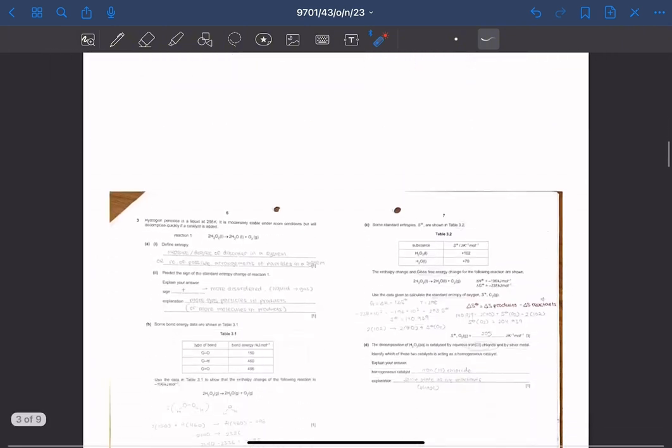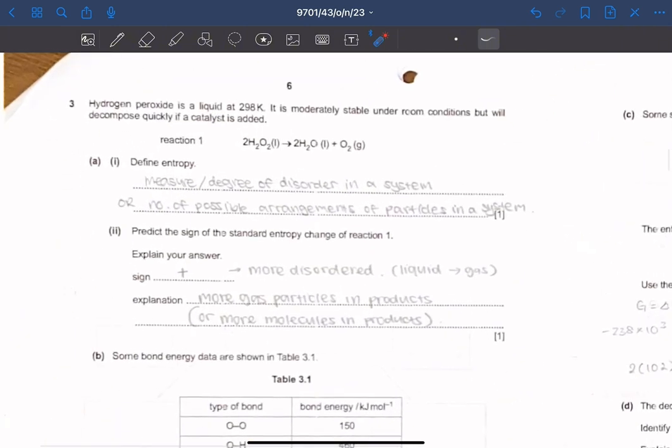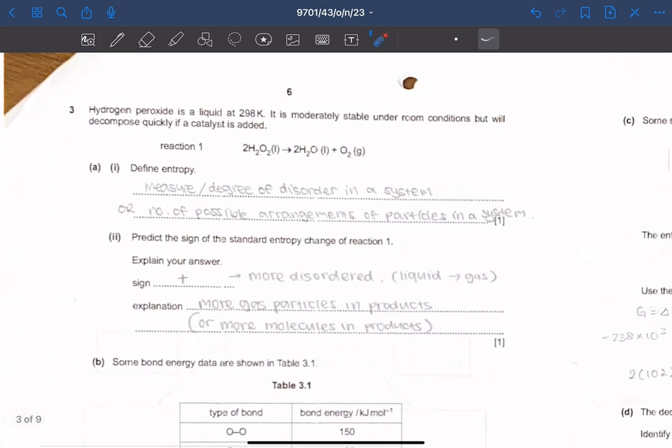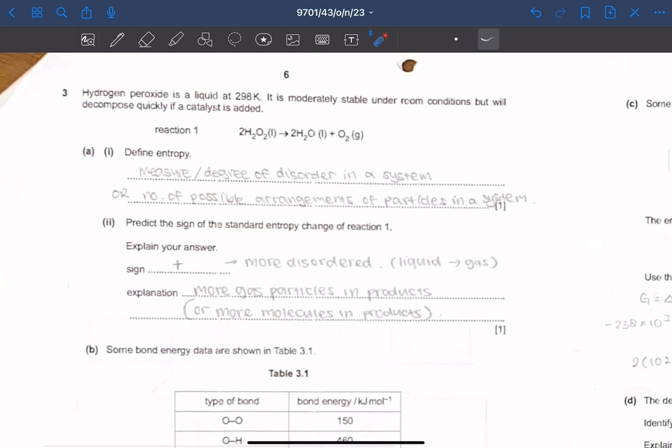And moving on to the next question, number 3. Hydrogen peroxide is a liquid at 298 K. It is moderately stable under room conditions but will decompose quickly if a catalyst is added. Reaction 1: 2H2O2, hydrogen peroxide, forms 2H2O plus O2.